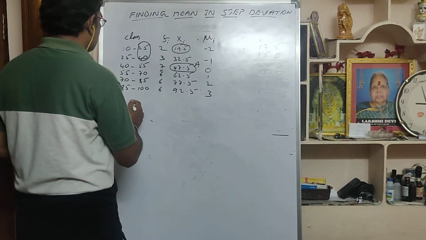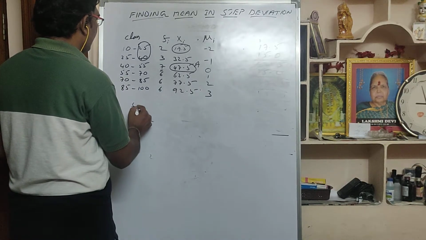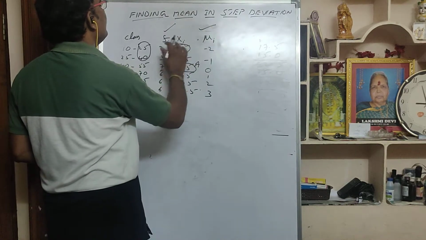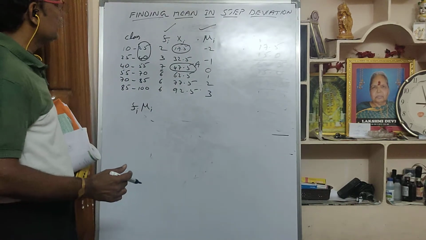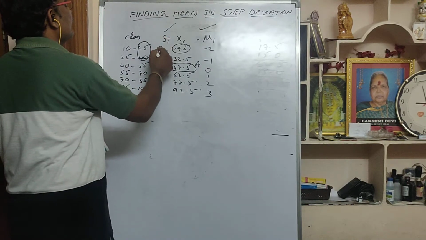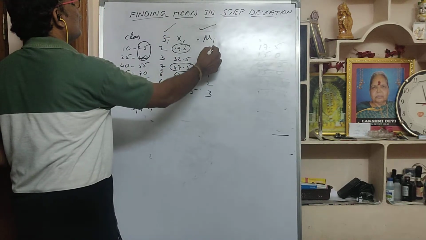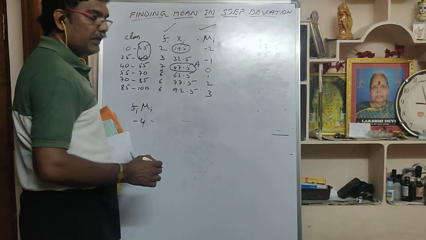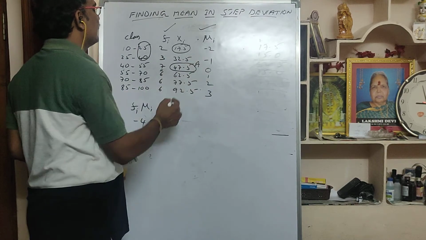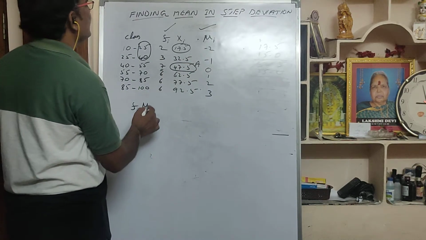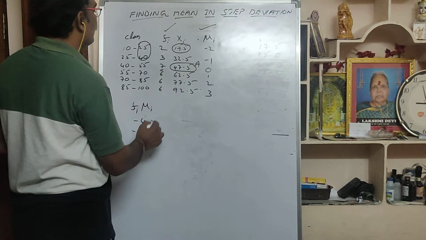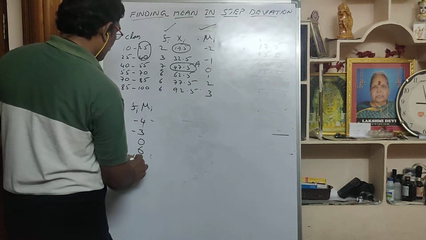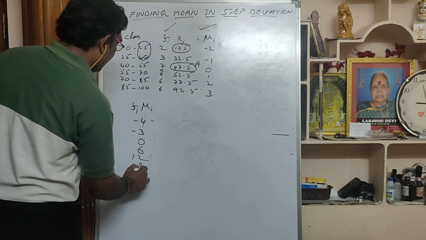What is the next column? fi ui. This fi and ui you have to multiply. In fi the first one is 2. In ui the first one is what? -2. 2 into -2, if you multiply, how much do you get? -4. 3 into -1, how much? -3. 7 into 0, 0. 6 into 1, 6 only. 6 into 2, 12. 6 3s are 18.